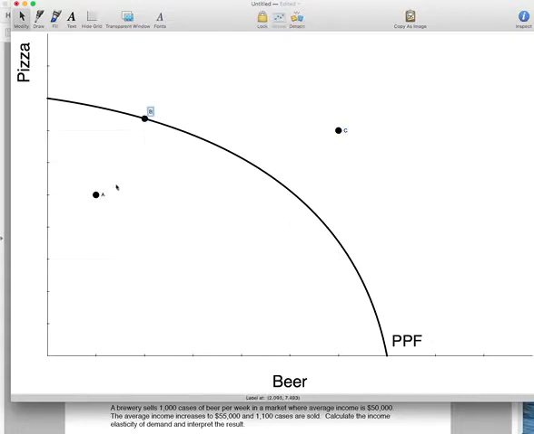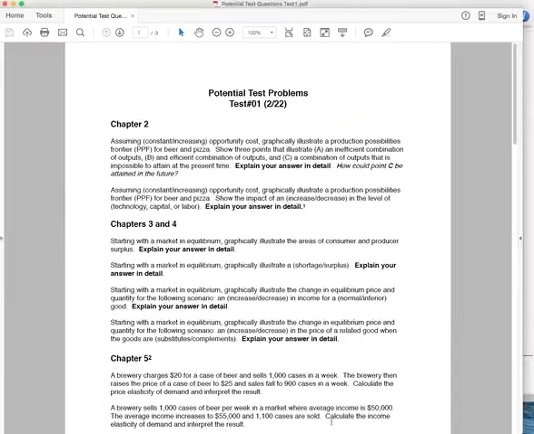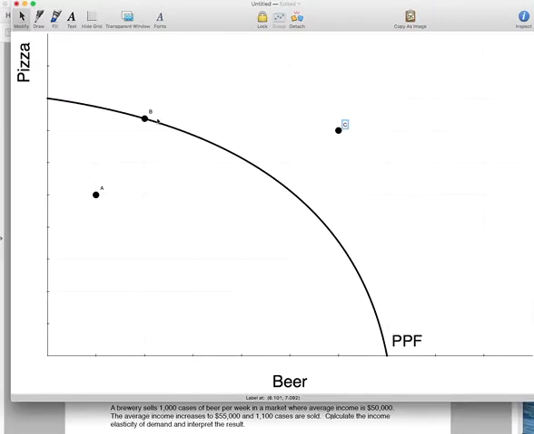So it really will strengthen your answer if you give a very good explanation, for example, of point B, the efficient combination of outputs. So let me make these slightly bigger so it's easier for everybody to see. So we have points A, B, and C.